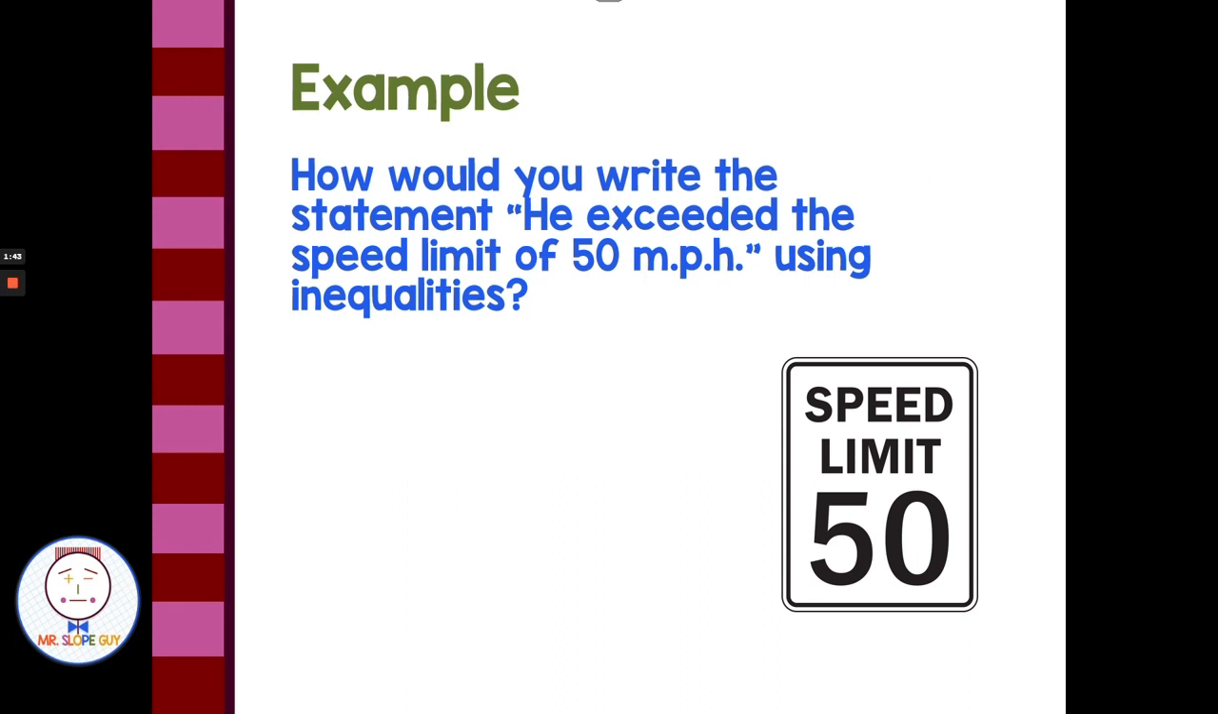How would you write the statement, he exceeded the speed limit of 50 miles per hour using inequalities? Well, I'd pick a variable, any letter you like, and we have the number 50, and then we have to think about what symbol would go between the two. Are we talking about greater than, less than, greater than or equal, less than or equal? For exceeded, we could use greater than, because we're not including 50, we're including everything greater than 50.